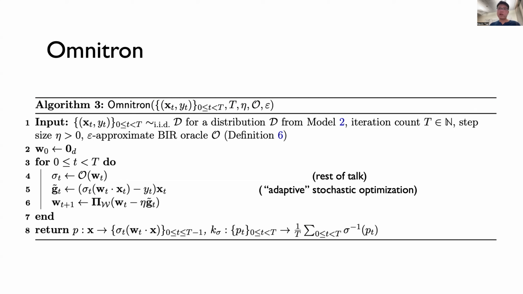And finally, the predictor that we actually output is simply the family of sufficient statistics outputted by all the single index models that our algorithm has learned so far. And our post-processing function is just a simple averaging composed with the inverse of sigma.